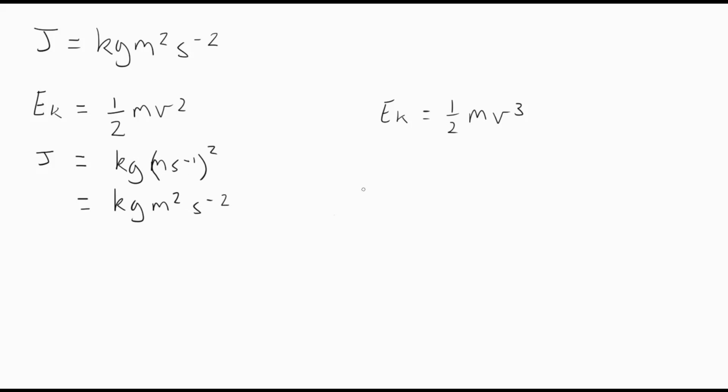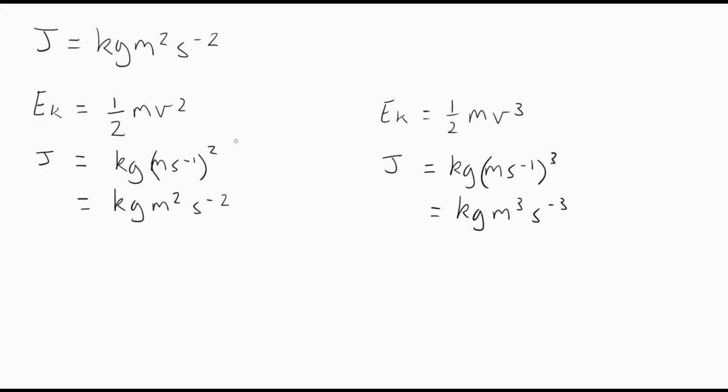Now let's say we wanted to do the same thing for this equation. We know it's joules over this side. The half has no units, so we can ignore it. The mass is kg. The speed there is meters per second, and this time it is going to be cubed. So we're left with kg m to the power of 3 s to the power of minus 3.